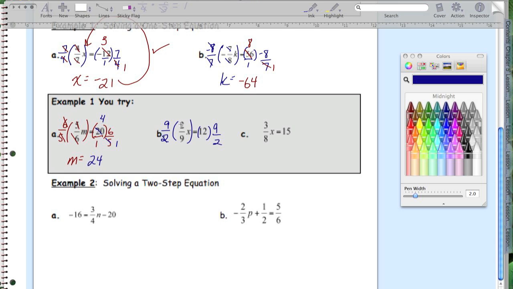These are going to all cancel. My x comes down, and that's my goal. And over here, 2 goes into 2 once, into 12 6 times. Denominators are 1, so that's gone. And 6 times 9 is 54.